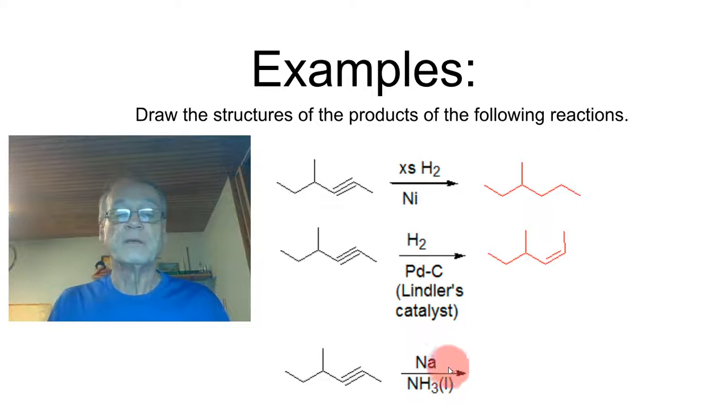And then this molecule, we start with the same alkyne. This time we're adding sodium and liquid ammonia. Again, it's going to add a hydrogen here and a hydrogen here, but they're going to add anti, and so we get the trans molecule. And so again, this is just trans 4-methyl 2-hexene.